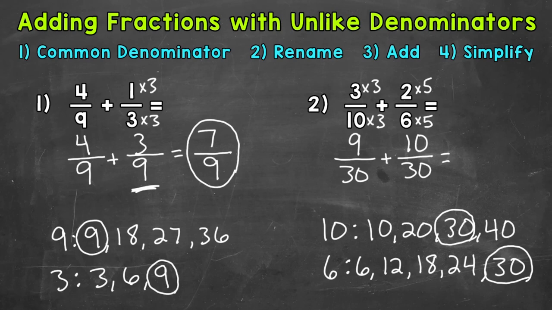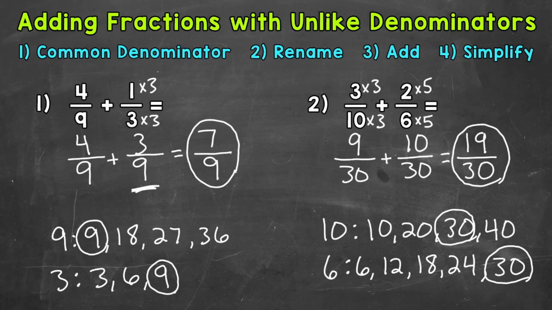Now that we found the common denominator, we renamed, we can add. So add the numerators. 9 plus 10 is 19. Keep the denominator of 30. And our final answer is 19/30. We can check to see if we can simplify, but 19/30 is in simplest form. The only common factor between 19 and 30 is 1, so we are done.